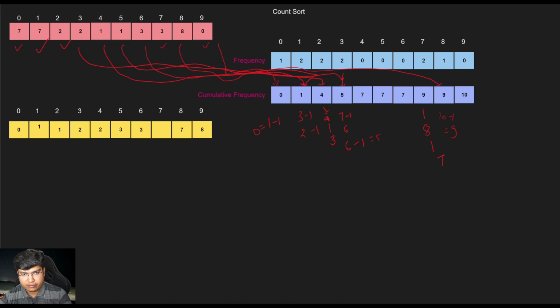Now the first 7, or 7 that is at the 0th index in my original array, comes at the index number 7 over here. Now if you look at this array, this is in a sorted form, and that's all for the count sort. It's a fairly simple algorithm, and the only caveat here is that it works on range bound inputs. Now let's quickly do an implementation in JavaScript.